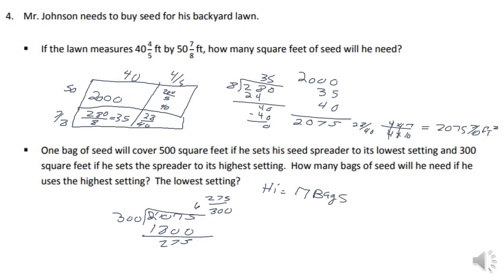Now the lowest setting, it says 500 square feet. So once again, we do 2,075, divide that by 500, and we know that's going to go 4, going to be 2,000, and there's 75 left over, so it'd be 75 500ths. And that's good enough because we know now we'd end up with 5 bags. So 7 bags for the highest setting, 5 bags for the lowest setting.